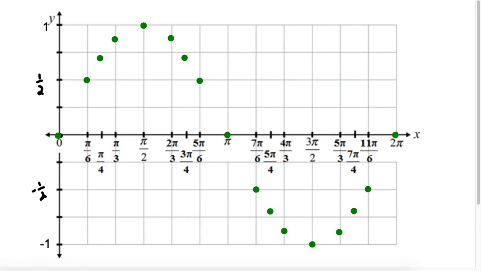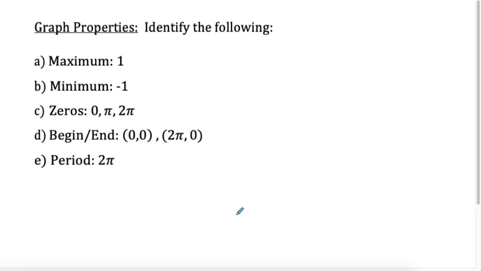Now, technically, this graph could keep continuing. We could go to an angle that's greater than 2 pi, right? We could just continue on around the unit circle again, or we could go in the negative direction. So technically, this graph would continue on forever in both directions, and it would just continue repeating. So the period, we say, is 2 pi. It repeats itself every 2 pi, okay?